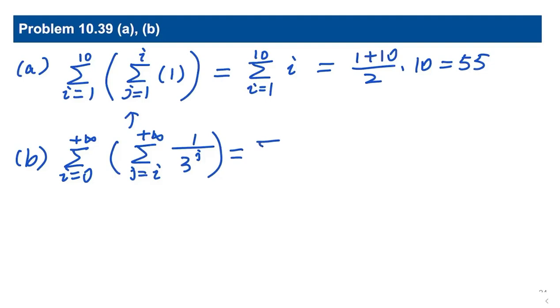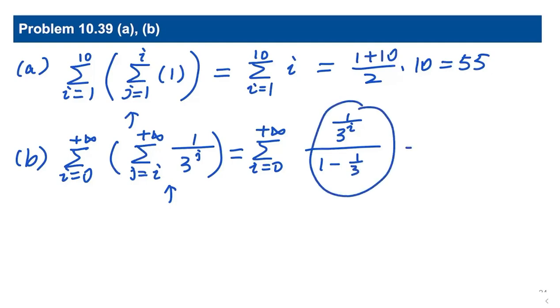Okay, again, evaluate the inner sum first, which is a geometric series. The first term is 1 over 3 to the power i. The common ratio is 1 over 3. So 1 minus 1 over 3 here. And this term equals 1 over 3 to the power i times 3 over 2. So 1/2 times 1 over 3 to the power i minus 1.